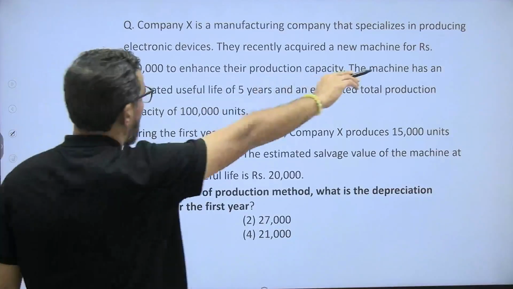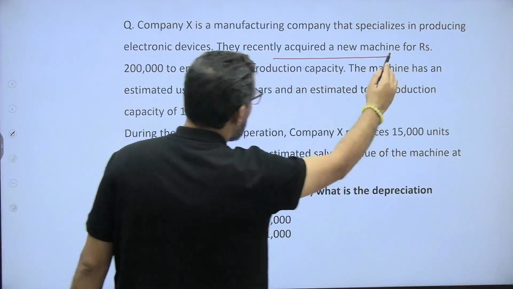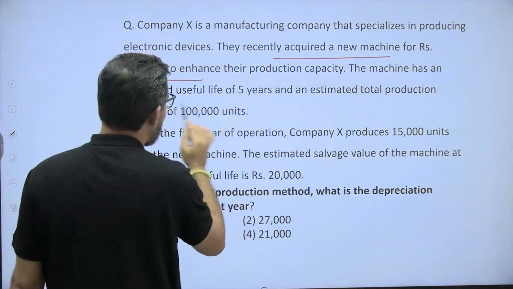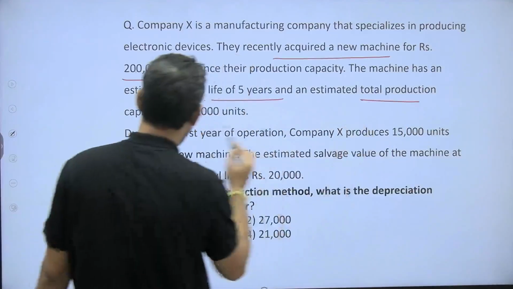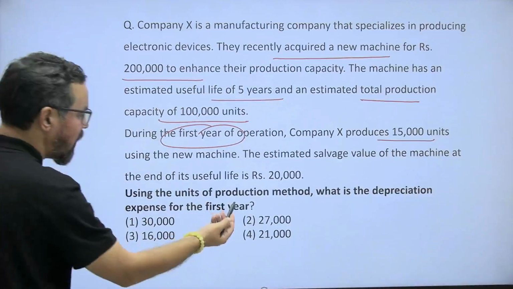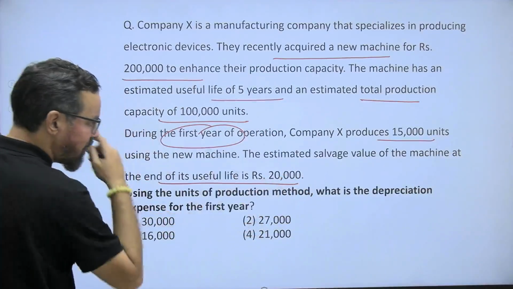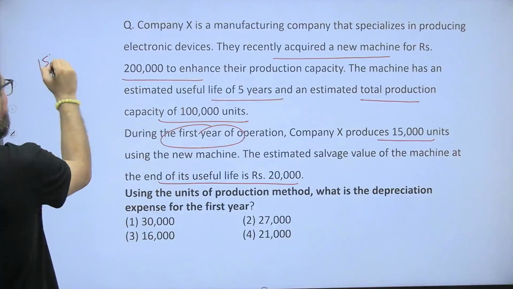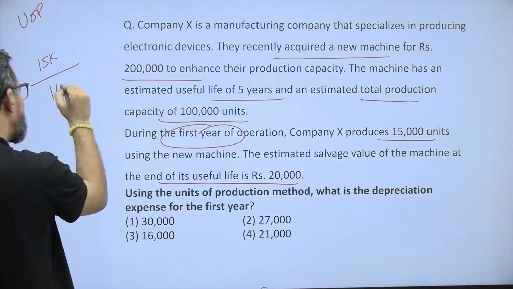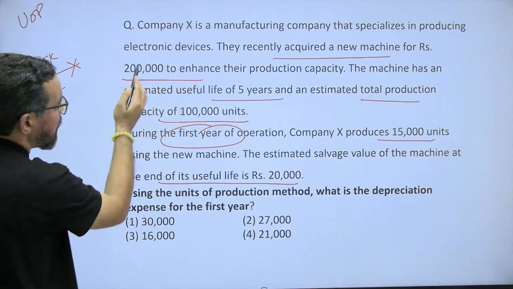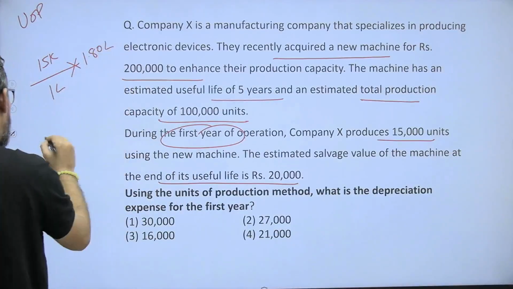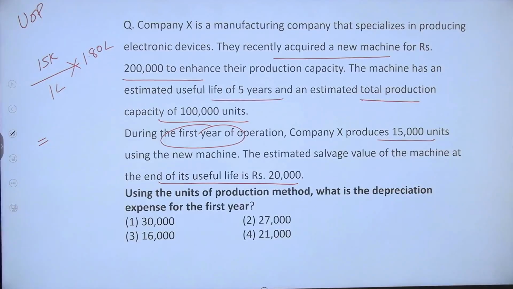Next one. Company X, manufacturing, is producing electronic devices. They recently acquired a machinery for 2 lakhs to enhance production. The machine has an estimated useful life of 5 years. Total production estimated is 1 lakh. In the first year they produce 15,000 units. The salvage value is 20,000. So what will be your answer? Unit of production, take a unit of production. So actual use is 15,000, lifetime capacity 1 lakh, into cost minus salvage value, 2 lakh minus 20,000. So it is 1.80 lakh. So what will be your correct answer for this one?